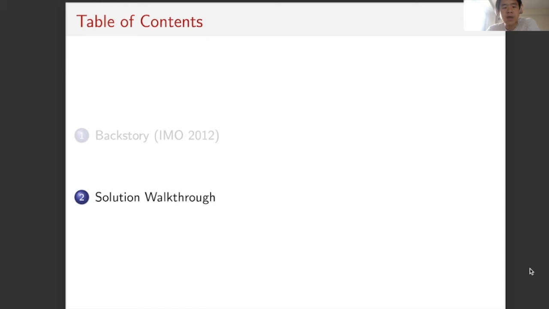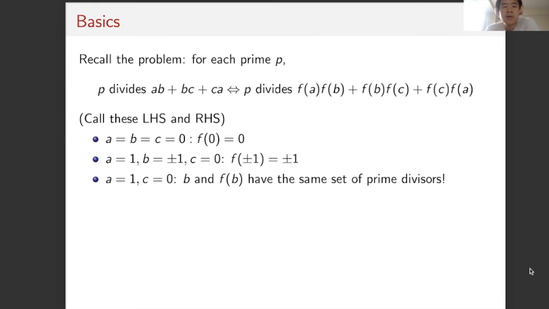So now I'm going to talk about how you are going to solve the problem that I proposed for the Malaysian IMO TST. Recall that for each prime P, P divides the left-hand side if and only if P divides the right-hand side, which means that both these numbers have the same set of prime divisors. The first step is probably something very routine, very basic. You just try to substitute some very basic values and see what happens. And this is indeed the key to advance to the next steps of the solution.